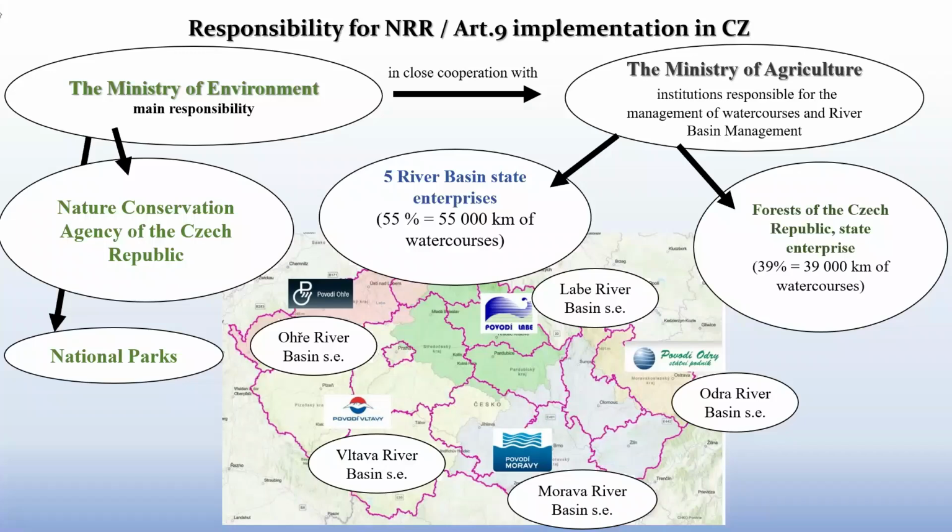So there are Forests of the Czech Republic, and they are in charge of 39% of watercourses, mainly smaller ones. And we've got 5 river basin state enterprises. These are river basin management authorities and also watercourse managers of 55% of our river length.